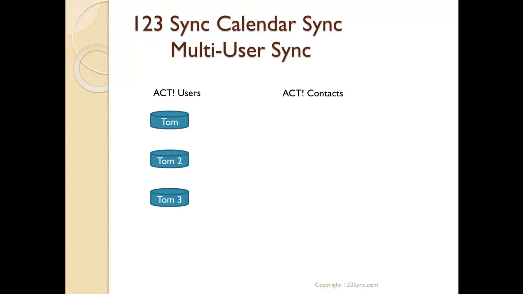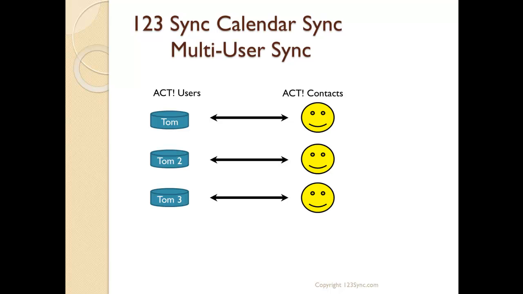There are quite a few challenges dealing with multiple users. The easiest challenge is to sync one Act user to Act contacts. These functions work the same way as dealing with a single user, so if you want to know more about this, please go to part 1 that deals with single user synchronization. But what we do within 123 Sync is sync individual users to contacts in Exchange and the calendars.